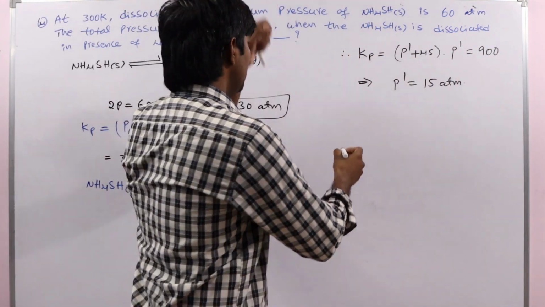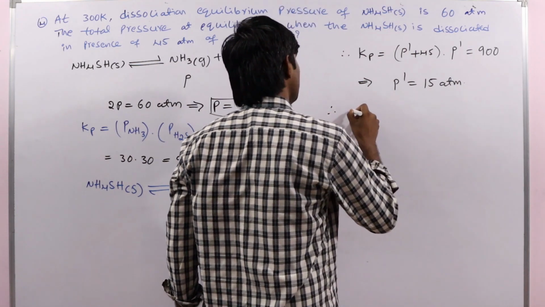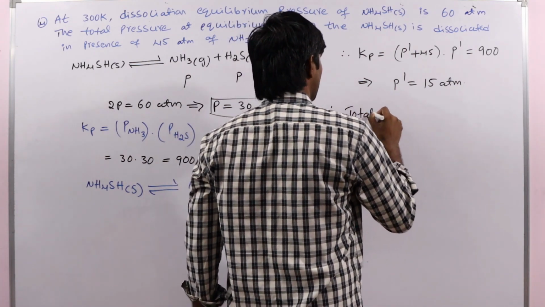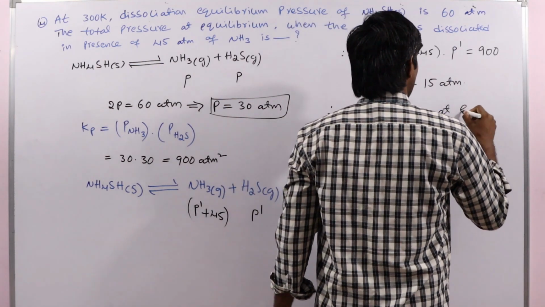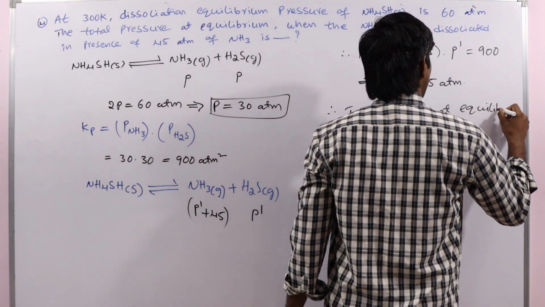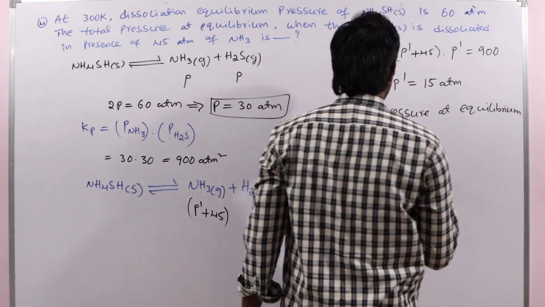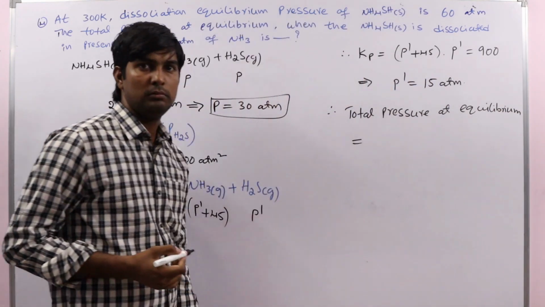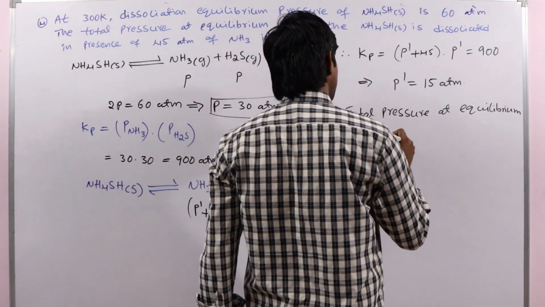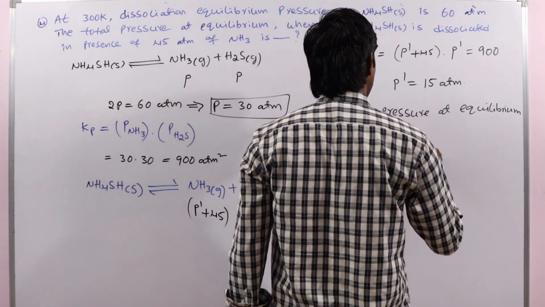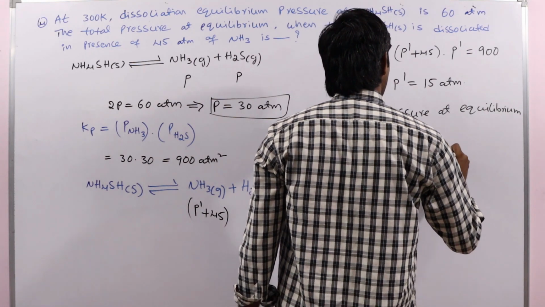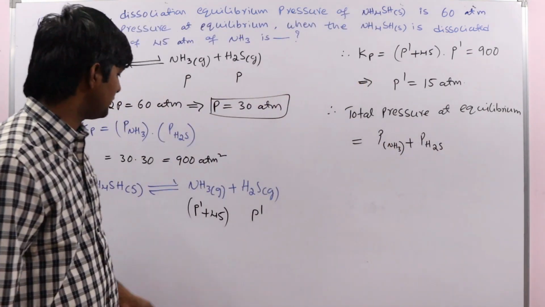Therefore the total pressure at equilibrium is equal to the partial pressure of NH3 plus the partial pressure of H2S. Partial pressure of NH3 is how much?